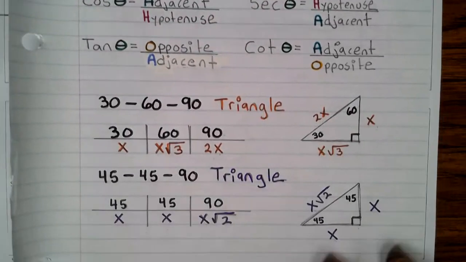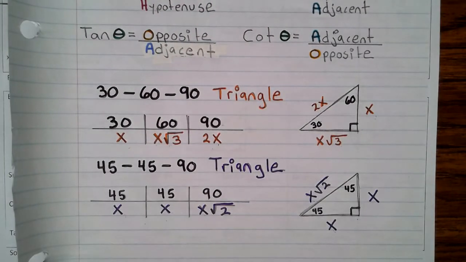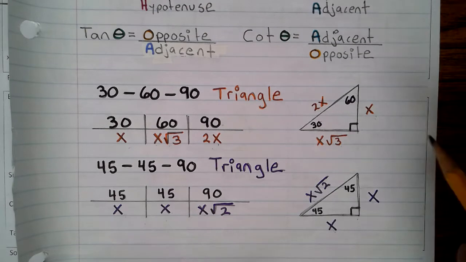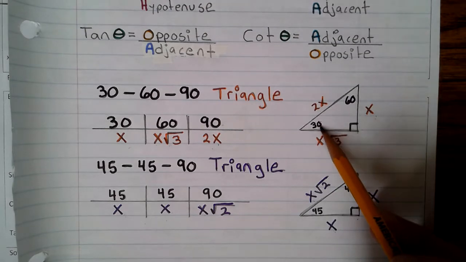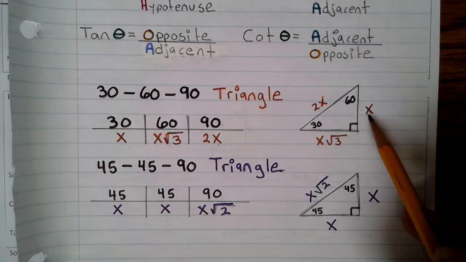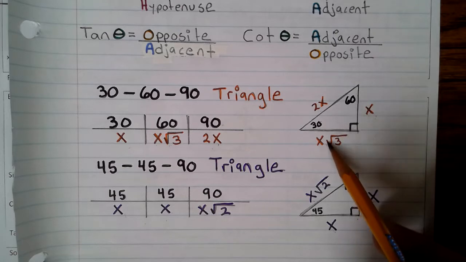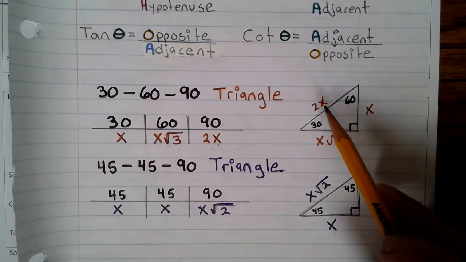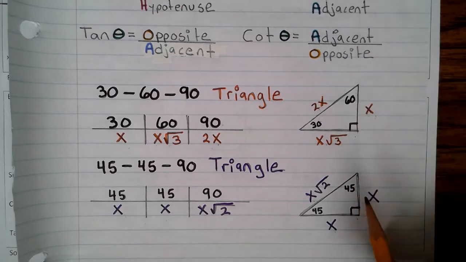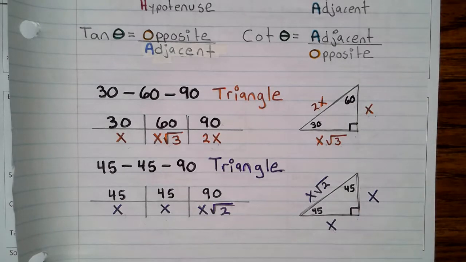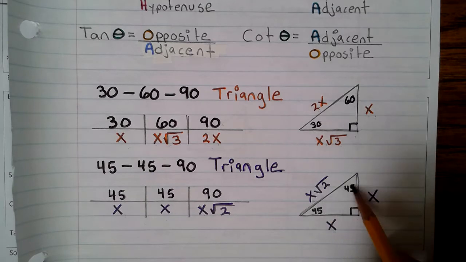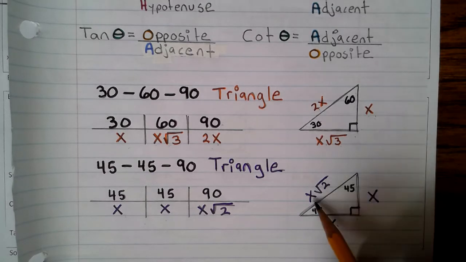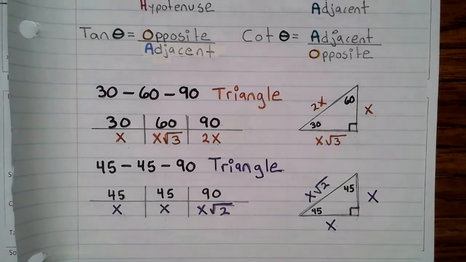All right, now you have a 30, 60, 90 triangle where x is across from 30, x square root of 3 is across from 60, and 2x is across from 90. And then the 45, 45, 90 triangle, you have 45, 45, so they're both across from x because they're the same, and x square root of 2 is across from 90. Okay, so if you would, update your notes. All right, now your notes are updated.